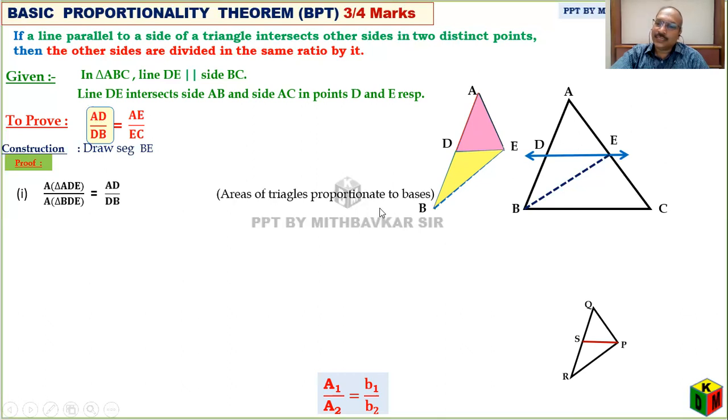Now this reason is as per your textbook, but if some students are finding this difficult to remember, they can simply write triangles having same height. Okay, next one. Now we'll move to RHS. Look at RHS. Now I want to get AE upon EC. AE upon EC. So let's draw AE.